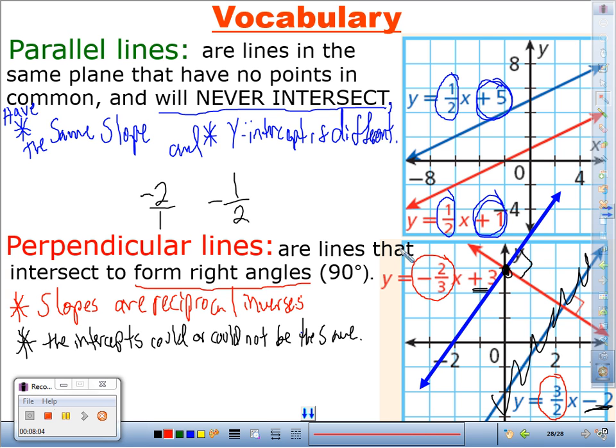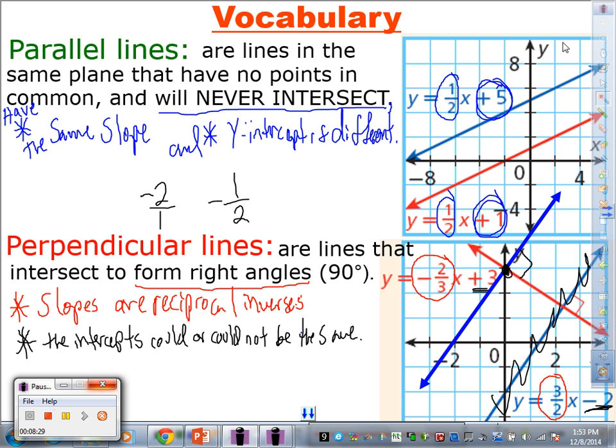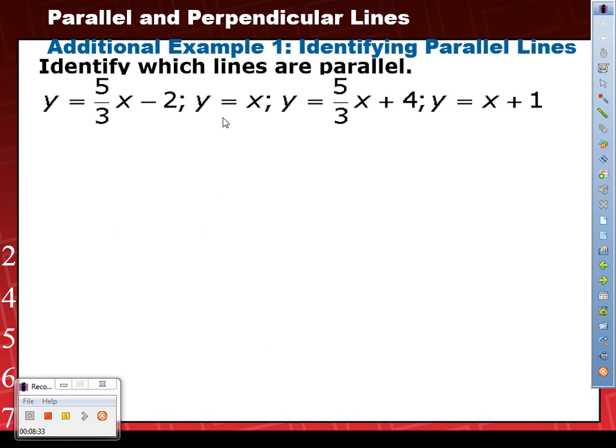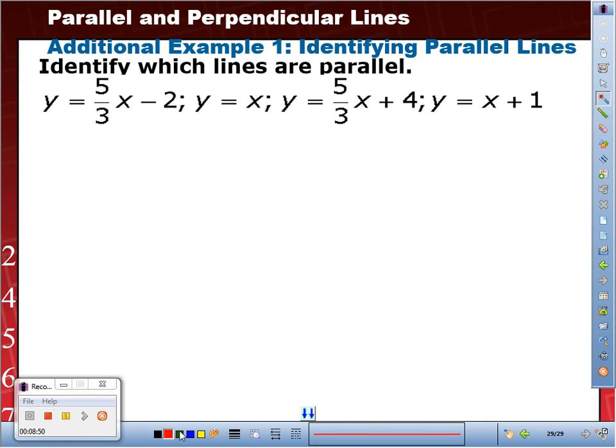Example 1. Okay, I'll give you a little bit of time, 10 seconds. Copy this one, example 1. Example 1, it says, identify which lines are parallel. Let me give you the different equations that they give us here, because from far away maybe it doesn't look like different ones, but they are.